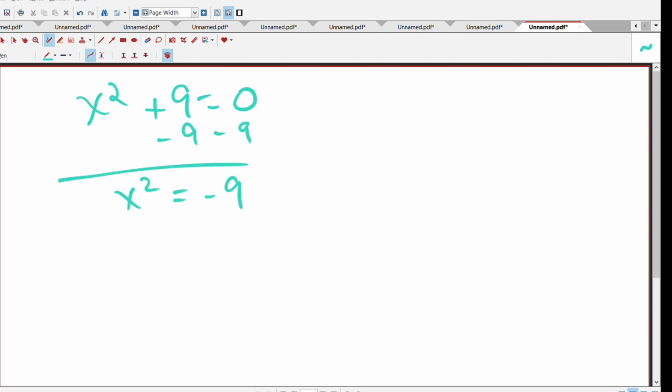And now how do you get rid of a square? You square root both sides. And now we have a negative inside a radical. So we know it's 3i, but you always have to remember there's a plus and minus in front. So it's plus or minus 3i.